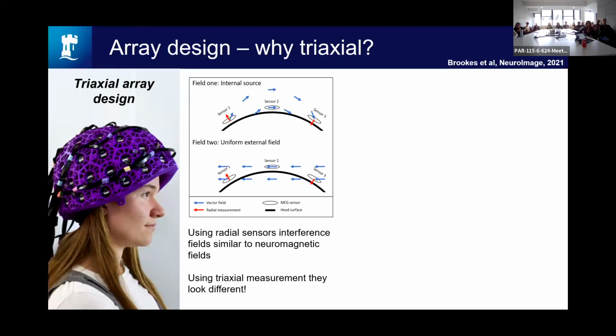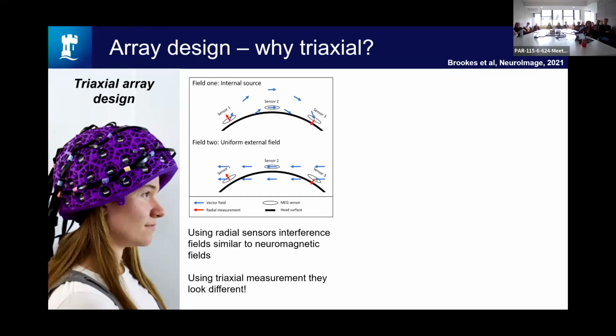Here's another field. That's a field that's going round like this. Now that could be generated by the brain. Again, if we only measure radially, so if we do what a conventional MEG system does, we measure a field coming in, a field going out, and nothing. So here we've got two completely different fields, but when we measure them, they look very similar. And that's a bad thing because we can't tell them apart.